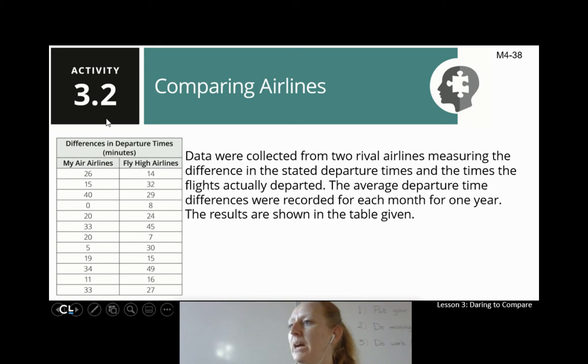So here we have My Air Airlines, right? This is how, oh, look, we did a flight on time. Whew, check that out. We had a lot of late flights. Fly High Airlines also had a lot of late flights.